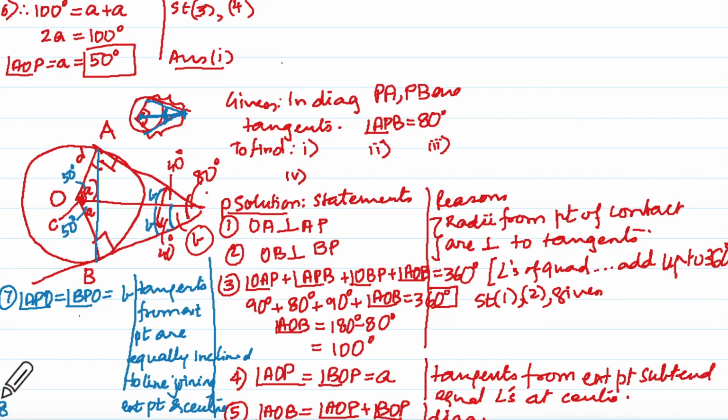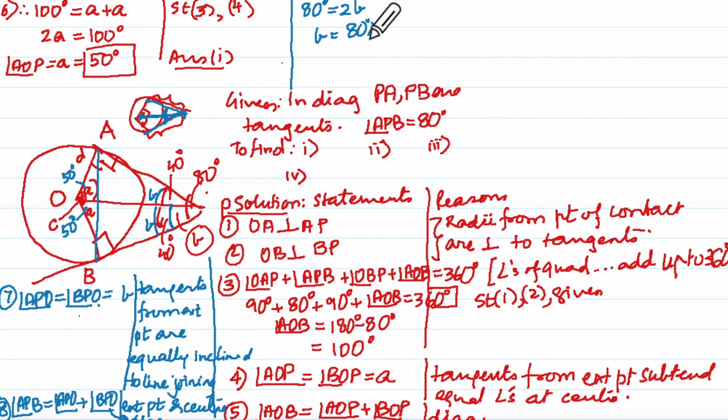Then statement number 8, you will say angle APB is equal to which two angles? This and this. So APO plus BPO, and the reason for this is diagram. Then I'll continue over here. So angle APB, which is 80 degrees, is equal to 2b. So b is equal to 80 degrees upon 2, which means 40 degrees, and 40 degrees means which angle we wanted?